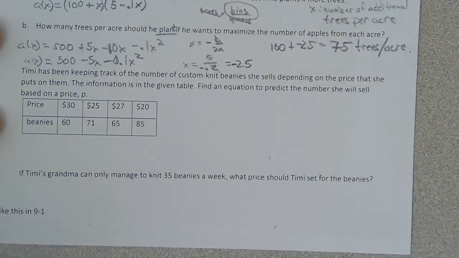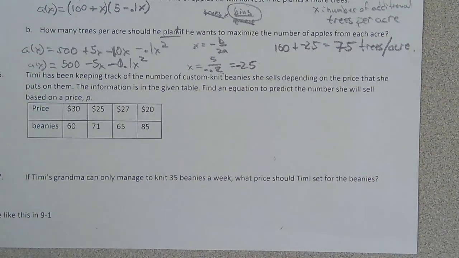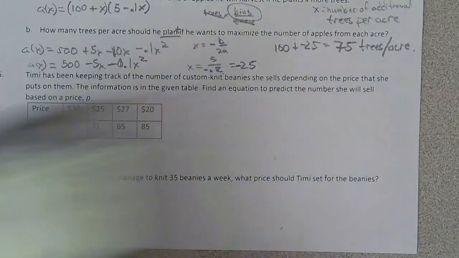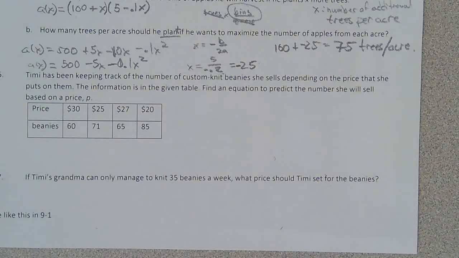All right, let's see. Timmy's been keeping track of the number of custom knit beanies that she sells depending on the price that she puts on them. The information is in the given table. Find an equation to predict the number that you will sell based on the price.